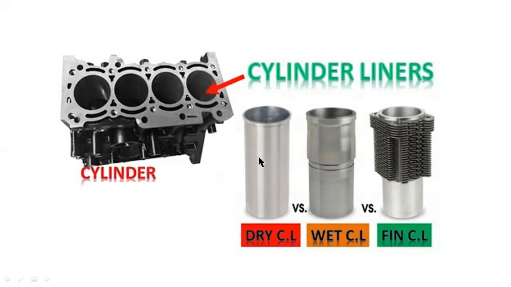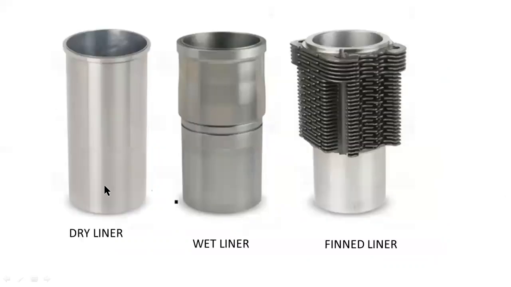This is a dry cylinder liner. This is a wet type cylinder liner. This is a fin type liner. Okay, so you can observe clearly the main difference between a dry liner, wet liner, and fin liner is that its outside body surface is different from one to the other.